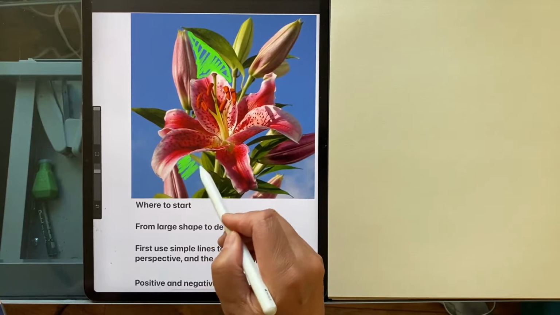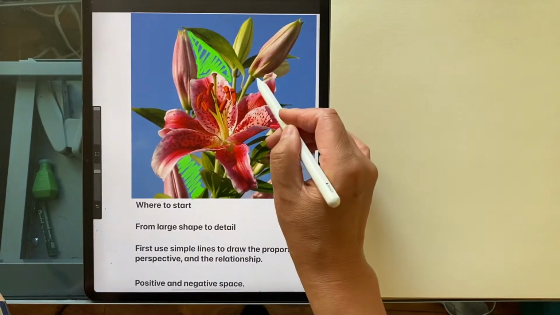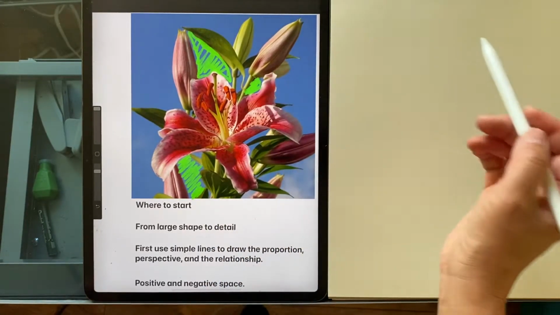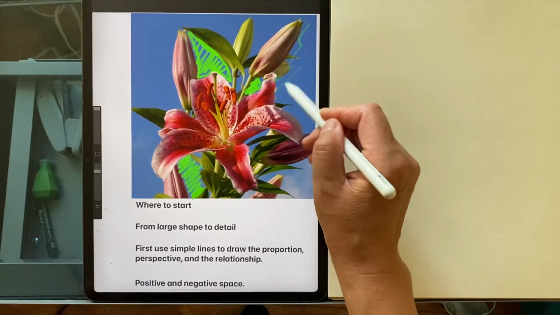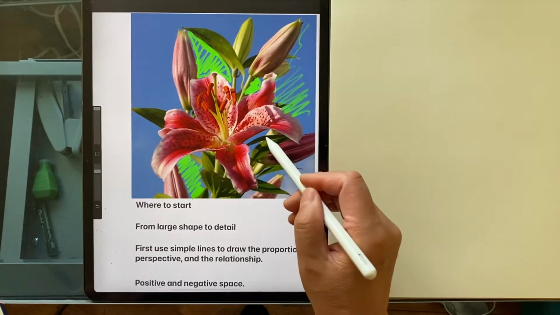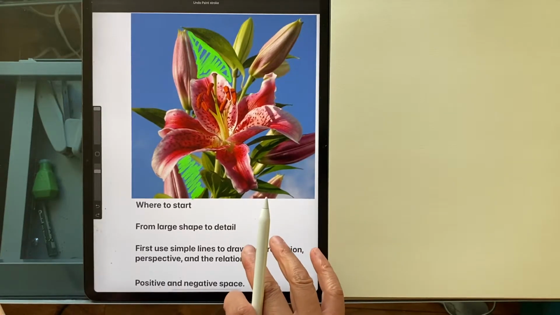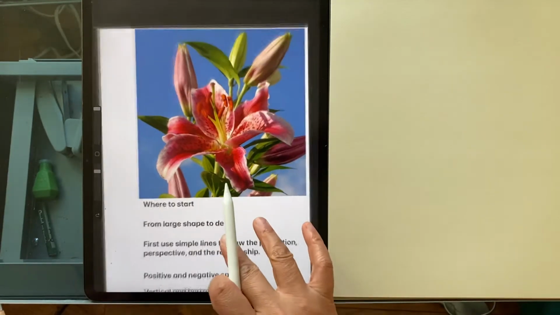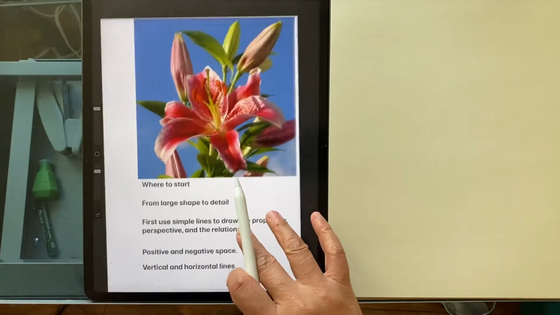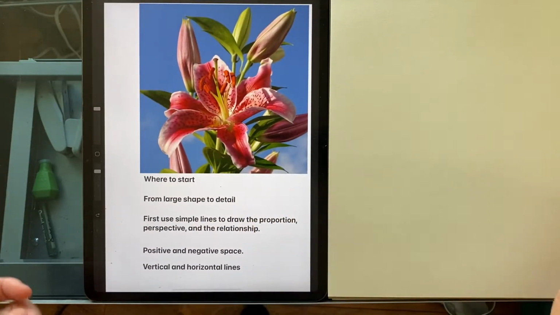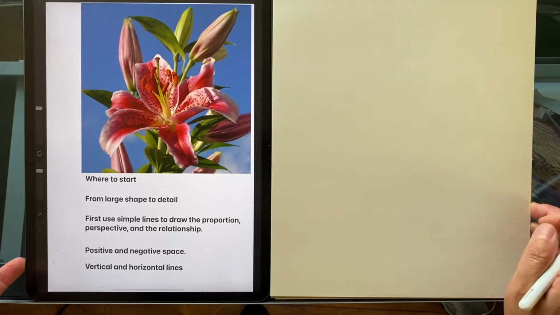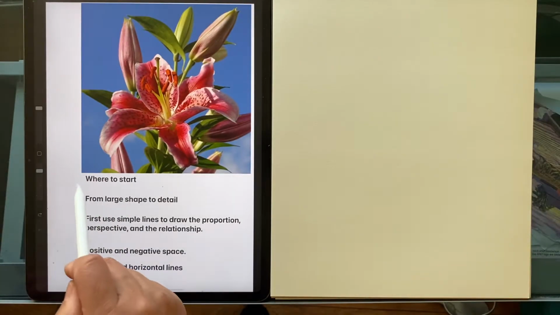That's a negative space, right? And all those actually is negative space. So you can see how I use the contour, the negative space to find the shape. And also the whole thing is about where to start.